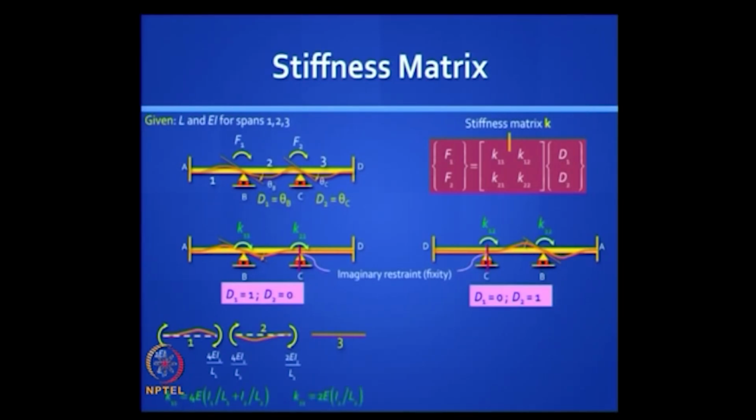K21 is what you get at the support which you artificially fixed, right? F2, what will it be? 2EI2 by L2, right? Similarly you can do for the other case, and you see the beautiful symmetry in K21 and K12. That is how easy it is. So it is not difficult once you are comfortable with the kinematic indeterminate structure. We will stop here, we will continue tomorrow. Thank you.